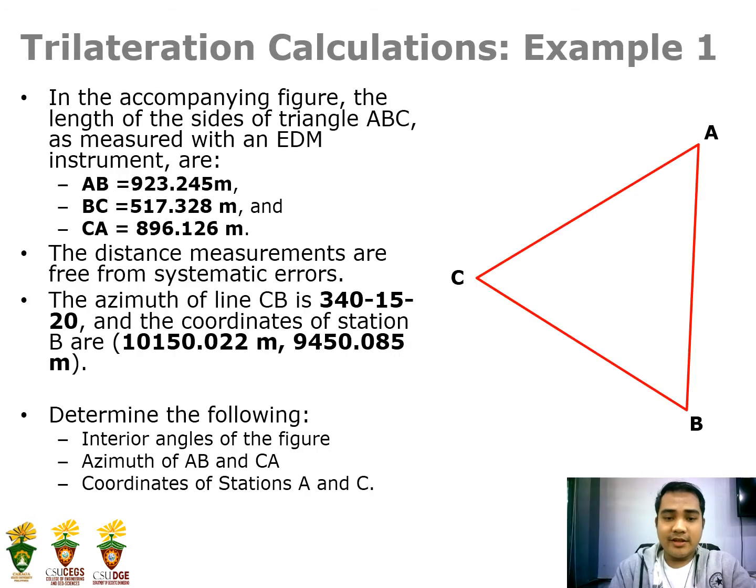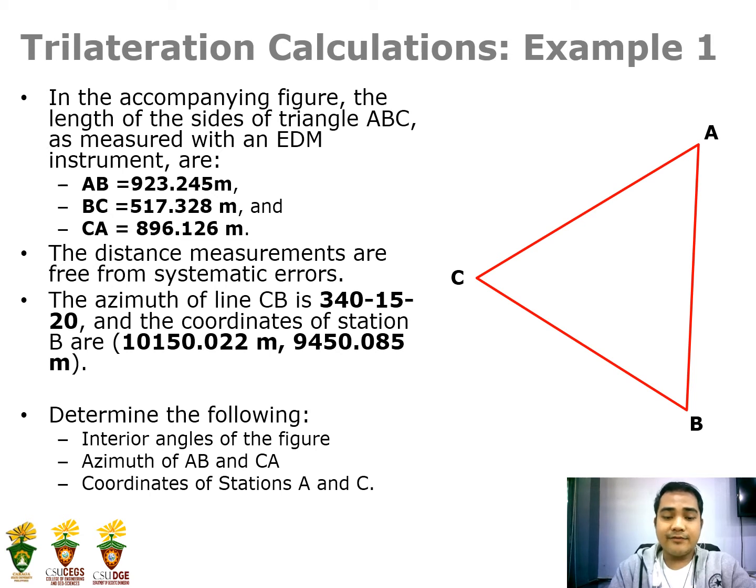Alright, so let's try to solve this example in trilateration, on how to calculate, what is the process of calculating the trilateration problem. It states here that in the accompanying figure, the lengths of the sides of triangle ABC as measured with an EDM are AB to be 923.245 meters, BC to be 517.328 meters, and CA to be 896.126 meters. The distance measurements are free of systematic errors, and the azimuth of the line CB is 340 degrees, 15 minutes, and 20 seconds.